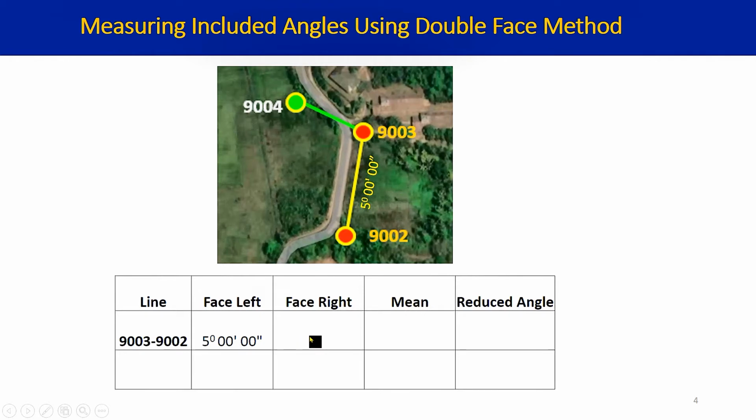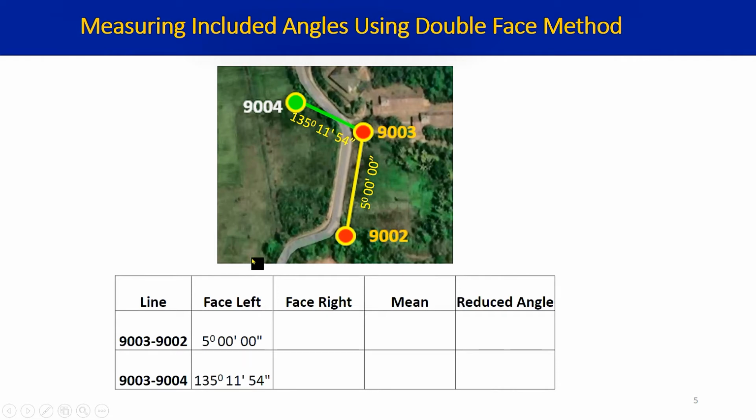Then I'm going to turn the telescope clockwise and target the 9004 prism. I can record it in the second row. So the line is 9003, 9004. The face left angle is 135 degrees 11 minutes and 54 seconds.